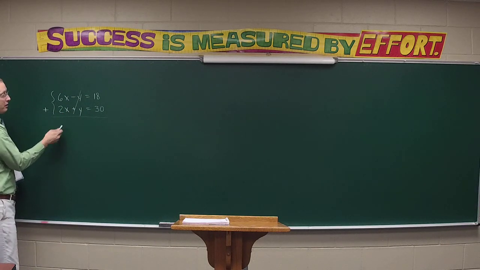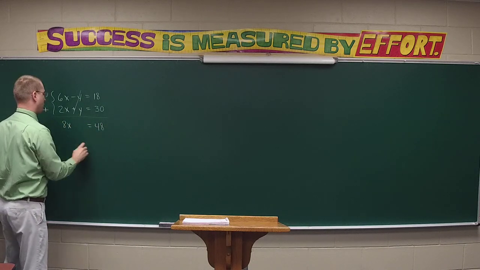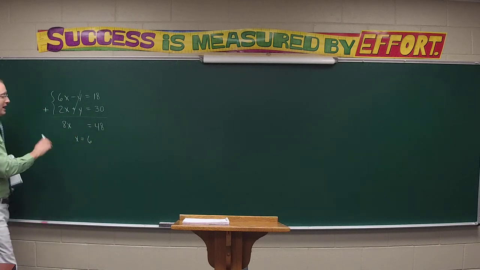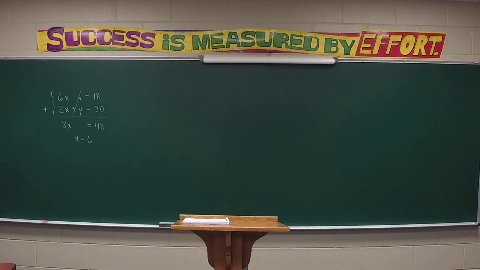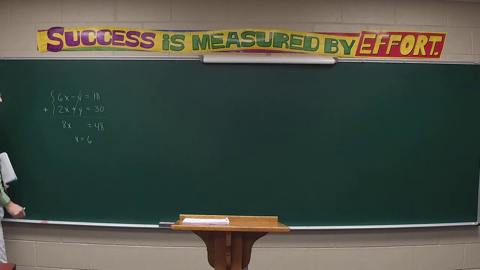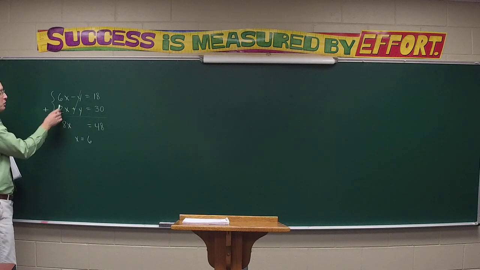We end up, class, with 8x is equal to 48. Very quickly, we've already got our abscissa, class, 6. But we're not done. Remember, we need to solve for both x and y. We need the coordinates of where these would intersect if I had taken time to graph them, and I was just too lazy. So let's take the 6 and plug it into one of these two equations.